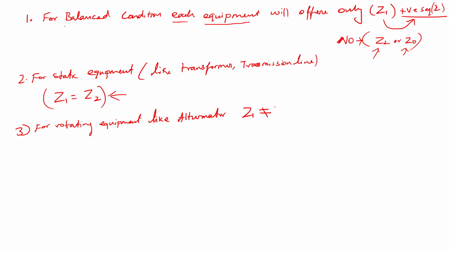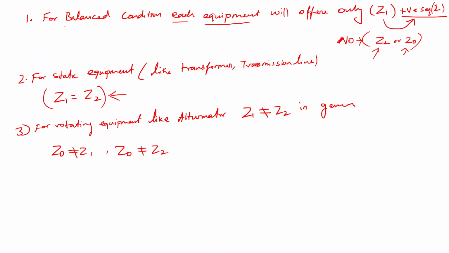For rotating equipment, Z1 will not be equal to Z2. In general this is not always true, but in most general cases Z1 will not be equal to Z2, and Z0 is not equal to Z1, and Z0 is not equal to Z2. So all three are different for rotating equipment in general. So that is the third point. These three points you need to understand.